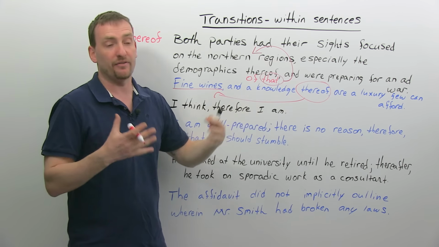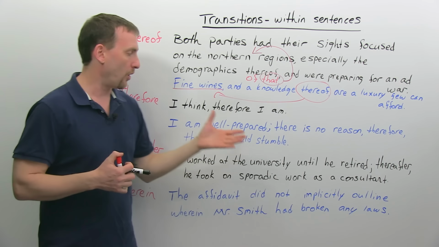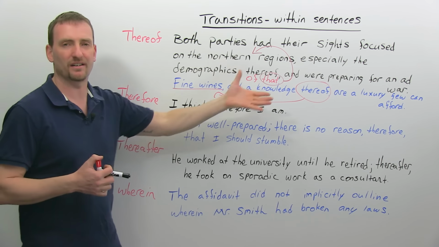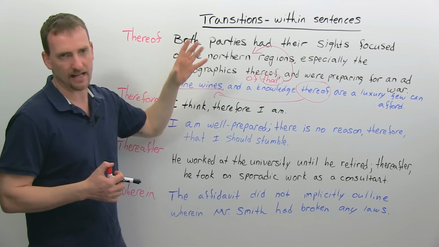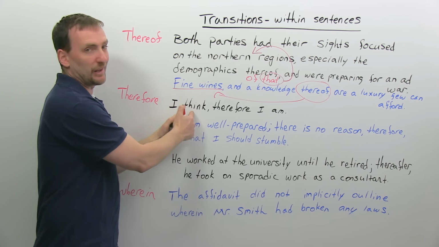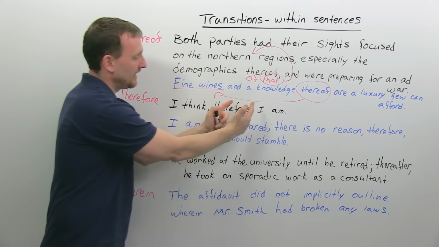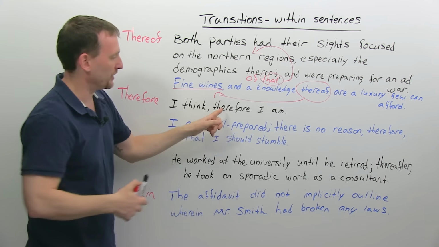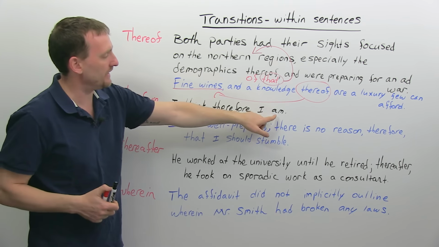Therefore, again, this is the most commonly used one. Everybody has been taught this as a transition to reach a conclusion. Or basically it means because of that. And again, that, something that's already mentioned. So, I think, therefore I am. So because I think, because of that, I am. Notice that we're using, this is followed by a clause, subject, verb. Here we don't have to follow it by a clause. We can just use it by itself as an adverb.